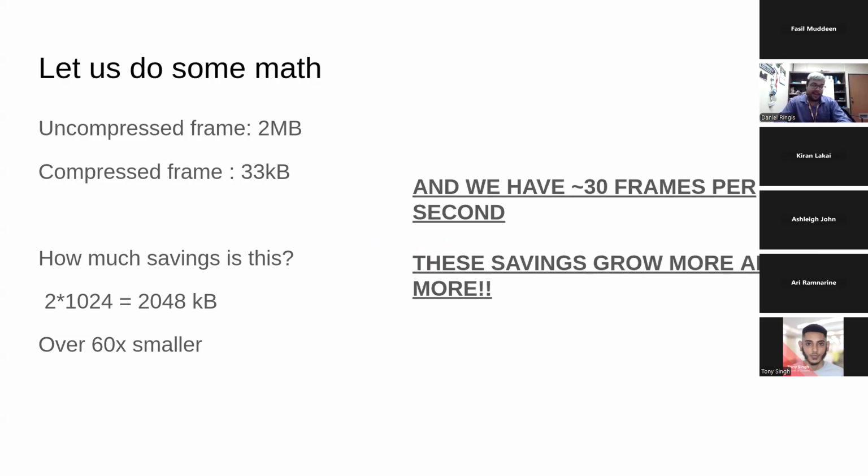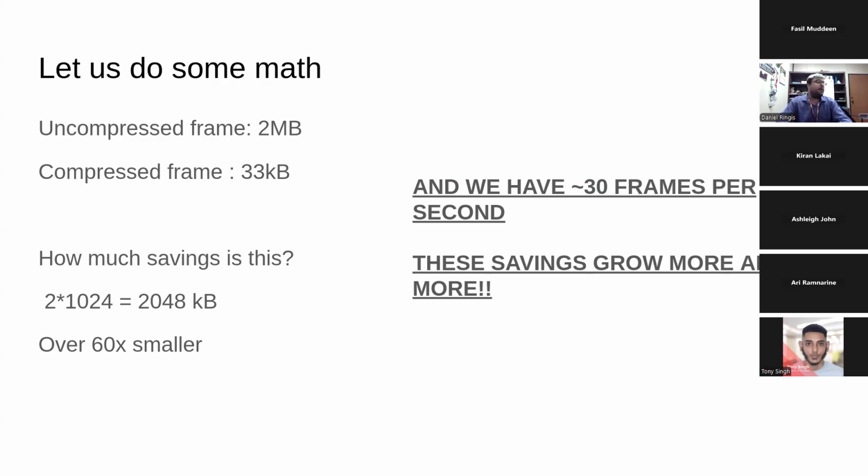Now, we have 30 frames per second. This is for one frame. So obviously this will build up and build up because we're saving 60 times each frame. So the savings grow because we have a lot of images to compress in a video. Think of a 5 second video at 30 frames per second. That is 150 frames. We're compressing all 150.